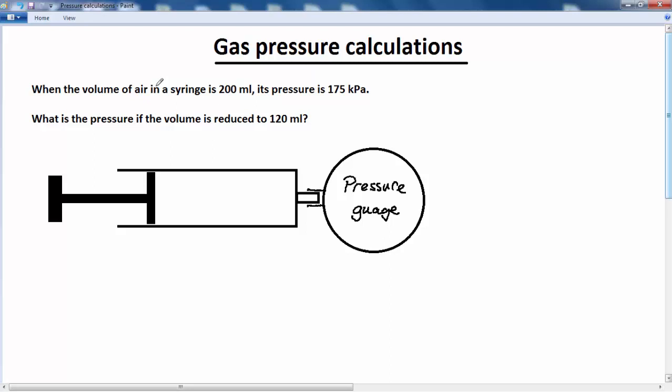We're going to do a couple of gas pressure calculations just to get us used to using the gas formulas that we learned in the last two lessons. So in this problem we're told that when the volume of air in the syringe is 200 millilitres, its pressure is 175 kilopascals, and then what is the pressure if the volume is reduced to 120 millilitres?